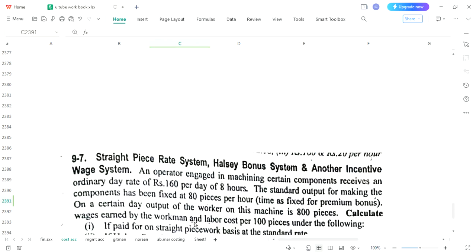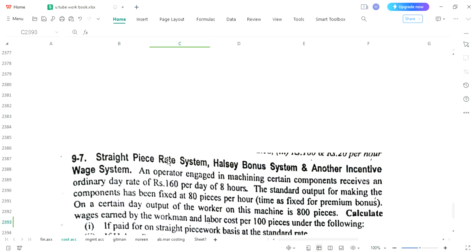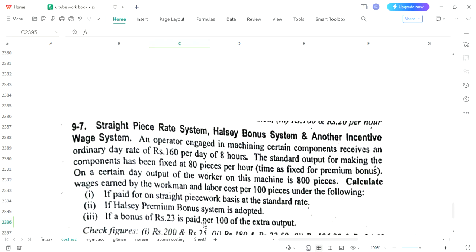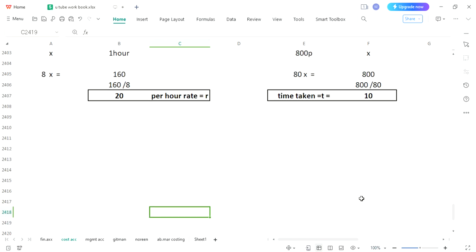Calculate wages earned, nothing. Alright, I think we have completed, and we will now calculate the per piece rate, because the first requirement we had seen is if paid on a straight piecework basis. There are two methods to calculate piecework basis, but first we will use a simple method. And what is the piecework rate system? The number of pieces somebody has made is multiplied by the per piece rate. We don't have the per piece rate, so indirectly we will calculate it.